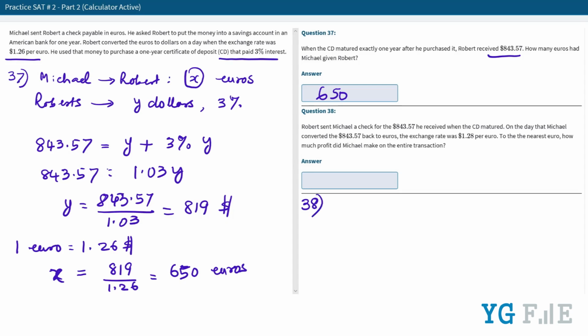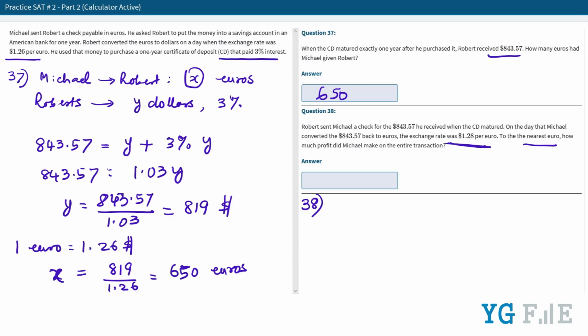Now the continuation to this question is the next question, which is, if Robert sends Michael a check of $843.57 when the CD matured, on that day Michael converts it back to euros, but the exchange rate was 1.28. Remember that Michael actually gave some euros whose rate was at 1.26 only, but when Robert sends back this amount that he received as dollars, the conversion rate is 1.28. So to the nearest euro, how much profit did Michael make?